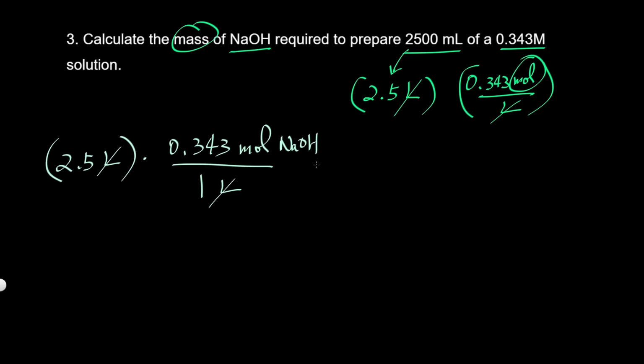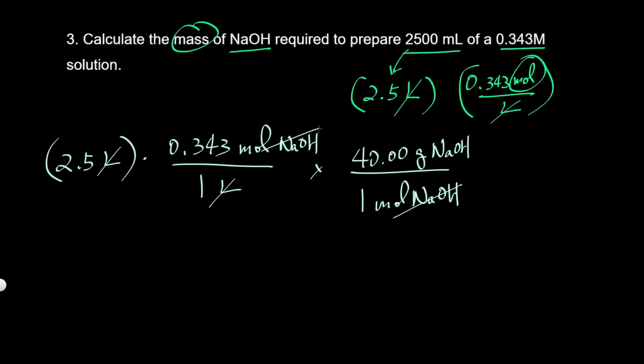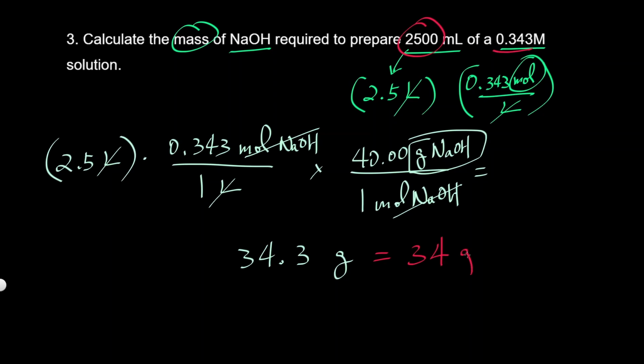So liters cancel. Now for 1 mole of NaOH, you need to find the molar mass and put it up there. Let me find it. It's 40.00 grams of NaOH. So that cancels out, moles cancel out. We're left with grams of NaOH. Multiply the numbers on top and divide by the numbers on the bottom here. It's 34.3 grams. Let's check our sig figs. This is 2 sig figs to start with. This is 3, so we multiply everything. Let's convert it into 2 sig figs. So it should be 34 grams of NaOH.